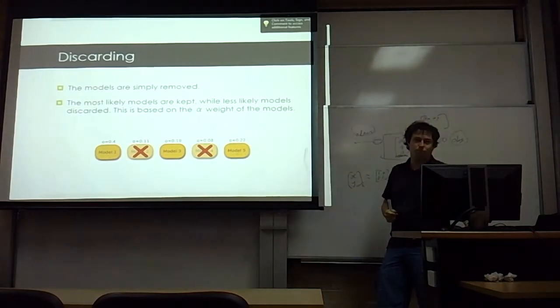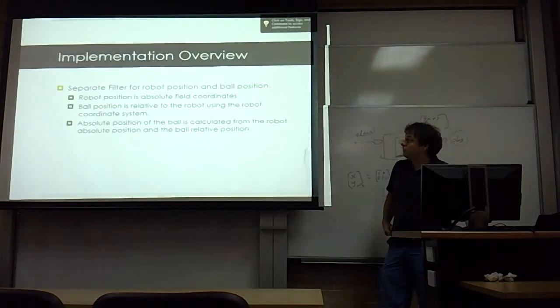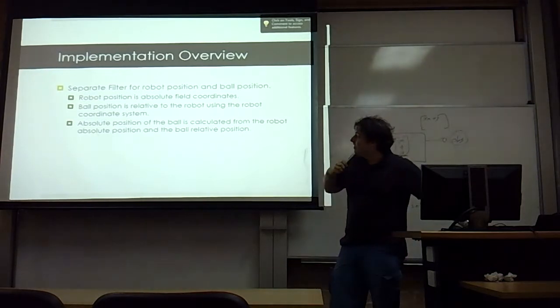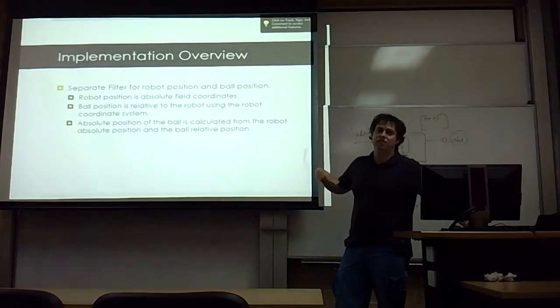So what does that weight represent? The probability of that model being correct, given all of the observations. So all of the alpha values should sum to 1. Okay, that's basically the overview of how it works.